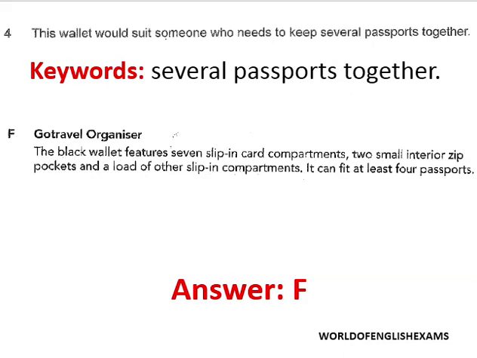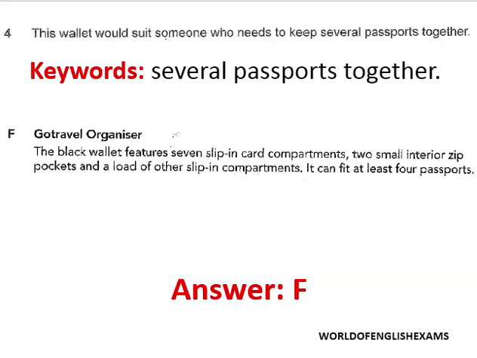This wallet would suit someone who needs to keep several passports together. So if you are a person who are aiming at storing several passports at one place, this is the wallet for you. So what is the meaning of several? Many, more than one, multiple. So that is the meaning. And here the clear-cut keyword is passports, which will not change. That is a noun and it will remain as the same.